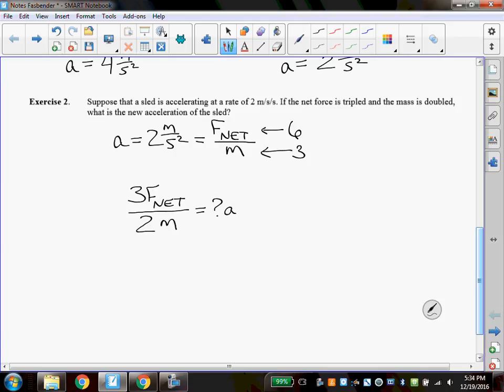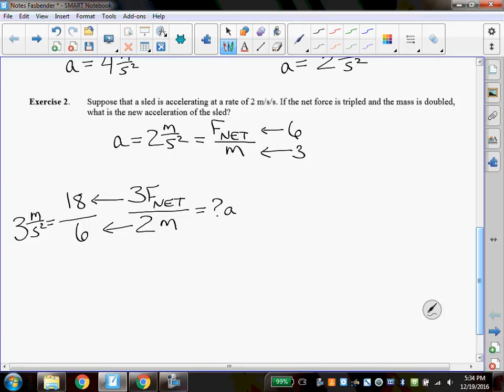That'll help us solve the problem because if we now triple that net force, it's now 3 times 6, that's 18. And we double that mass, so that's 3 times 2, that is 6. Could you find out what this acceleration should be? Yeah. 18 divided by 6. Our new acceleration must be 3 meters per second squared. And that is a totally valid way to solve this problem.